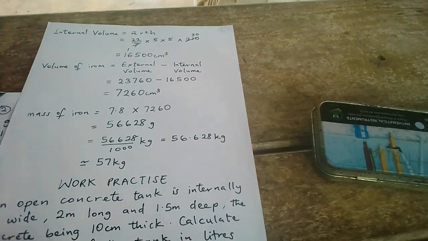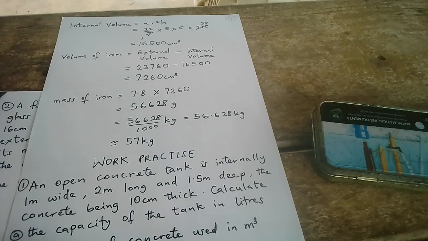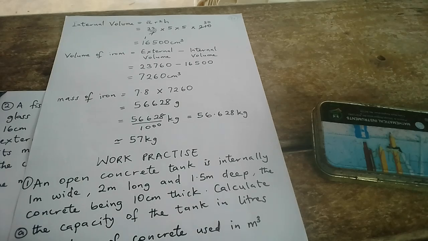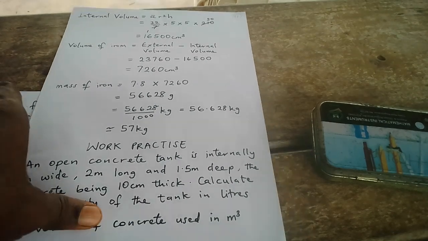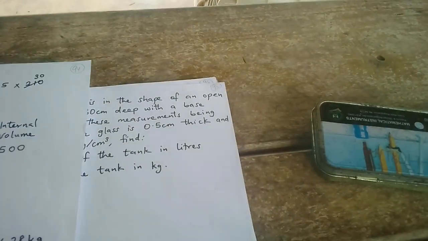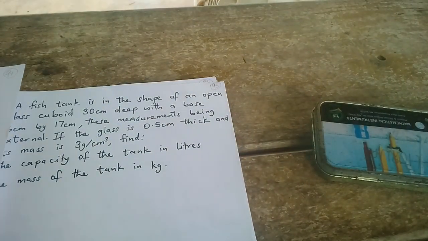For the work practice, an open concrete tank is internally 1 meter wide, 2 meters long and 1.5 meters deep. The concrete being 10 centimeters thick, calculate A, the capacity of the tank in liters, B, the volume of the concrete used in meter cube.